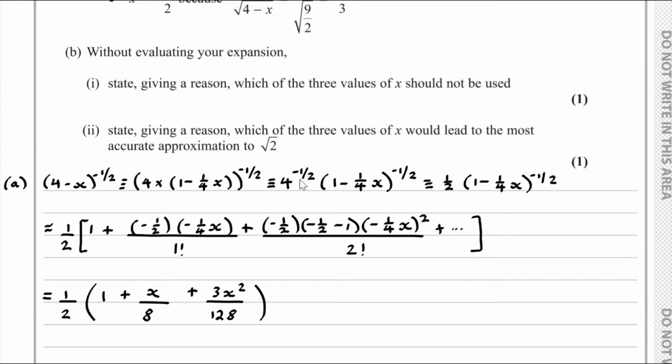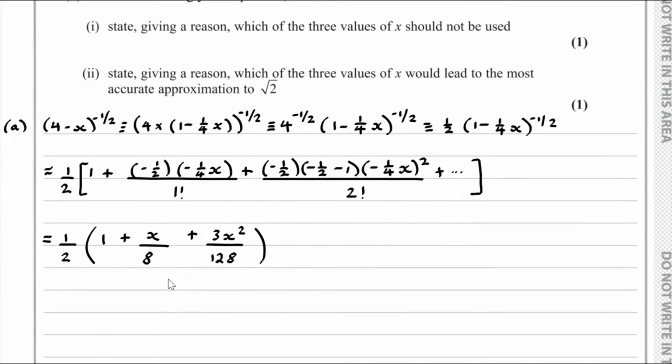But in the question, again, we were told to only find the first 3 terms of the expansion. And if I multiply this 1/2 into the bracket, we have 1/2 plus x over 16 plus 3x squared over 256. Okay, and of course we could continue with our expansion. So that's part A done.